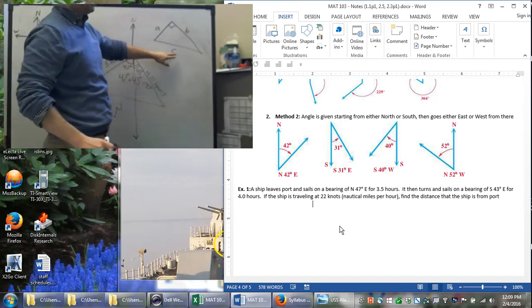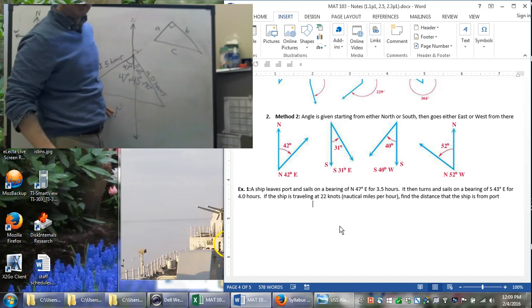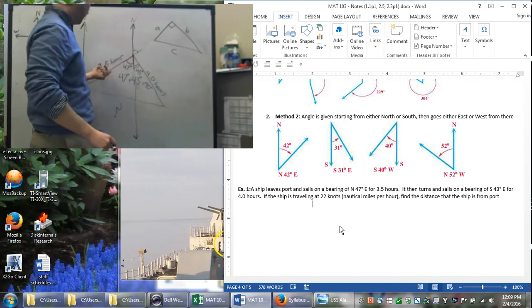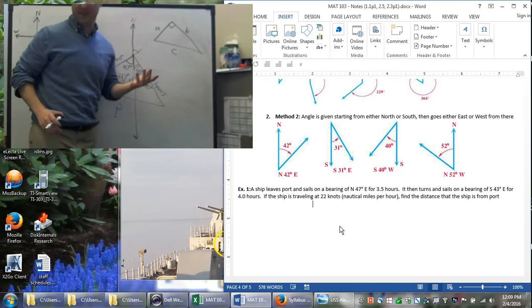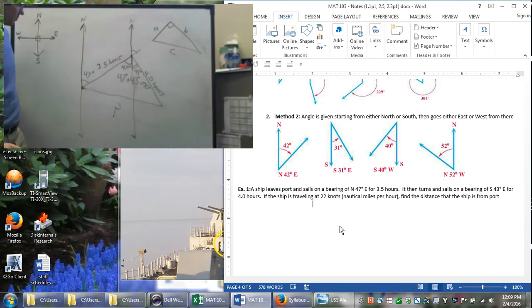Okay, marker. A ship leaves port and sails on a bearing of north 47 degrees east. So we got our ship. We're going north 47 degrees east.